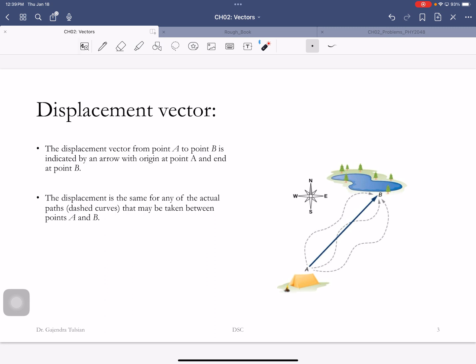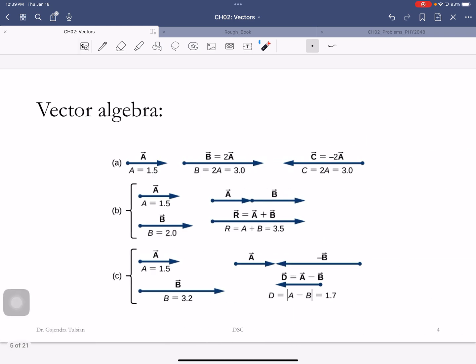So how many different paths have the same displacement vector? An infinite number of paths. The displacement vector doesn't tell you any details about what your path was. Anyway, that's the displacement vector. So that's a vector.